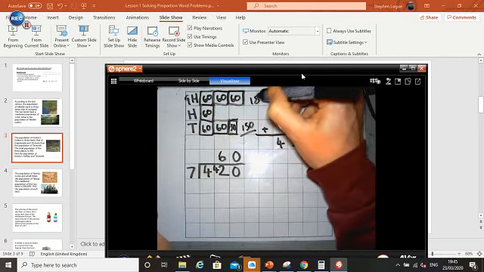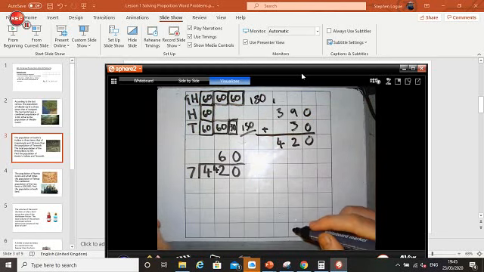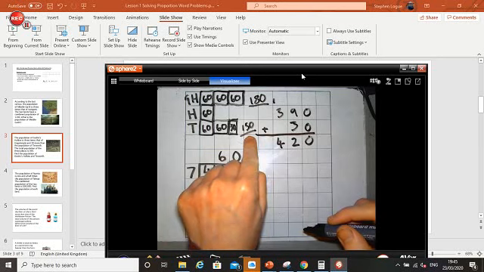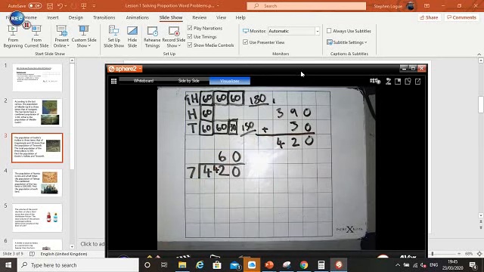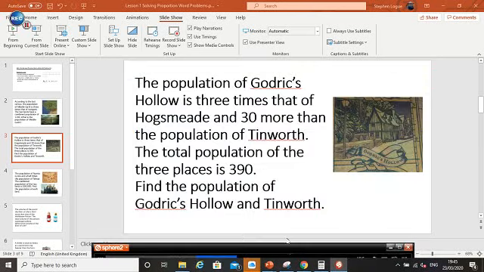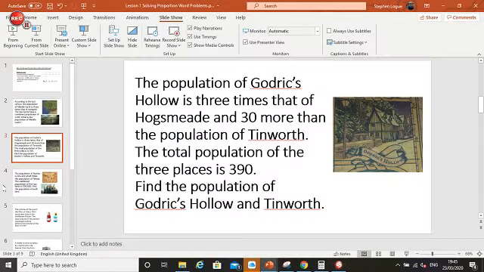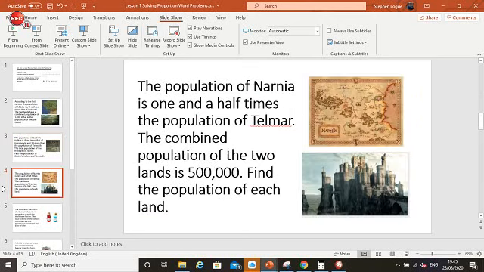Right, so this time we have 2 places, Narnia and Telmar. And it tells us that the population of Narnia is 1.5 times, so that's 1 box and a half a box, and Telmar's 1. So 1.5 times greater. The population of both altogether is 500,000. This looks quite tricky to divide between.